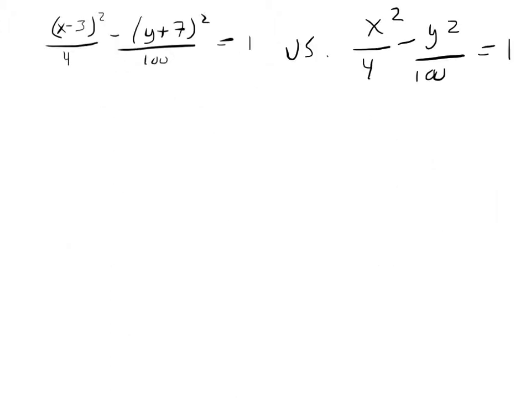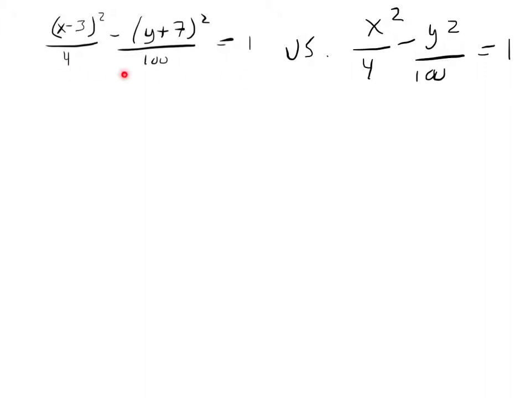So suppose I were asked to come up with vertices, equations of asymptotes, sketch a graph of this hyperbola that looks fairly nasty and complicated because I don't just have an x squared or a y squared. I want to approach that the same way we've approached graphs for the last several weeks. If I replace x with an x minus 3, I'm going to translate everything 3 units to the right. If I replace y with y plus 7, everything goes down 7 units.